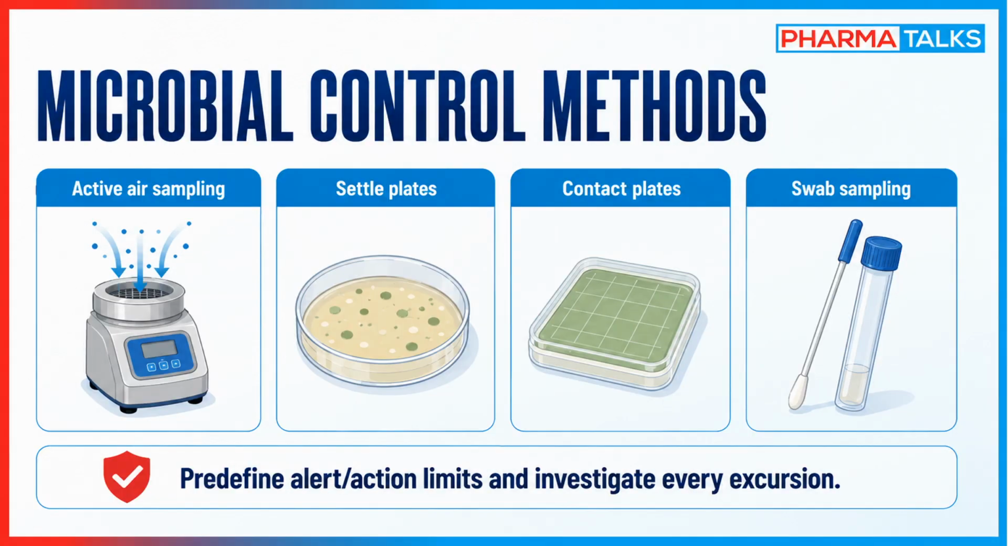Microbial control methods. Several complementary methods are used to assess microbial contamination. Active air sampling, settle plates, contact plates, and swab sampling each provide information about a different aspect of the environment. Sampling locations, frequency, and exposure times should be selected according to process risk. Alert and action limits must be predefined, and every excursion requires documented investigation and appropriate follow-up.